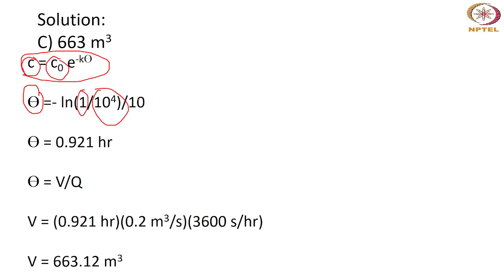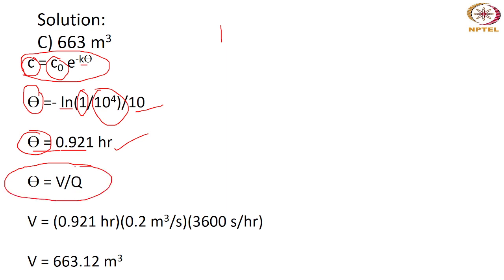So ln of that divided by k, the k was 10 hour inverse. So I'm writing this, and I am using the natural logarithm or ln to neutralize the exponential, right? So that's how we will calculate. All of you were aware how to calculate this thing. Nothing new. So the theta I'm getting as 0.921 hour, right? So this is the time required to achieve the concentration of 1 microorganisms per liter.